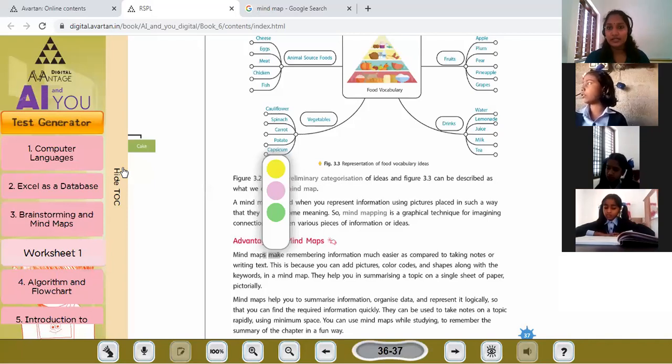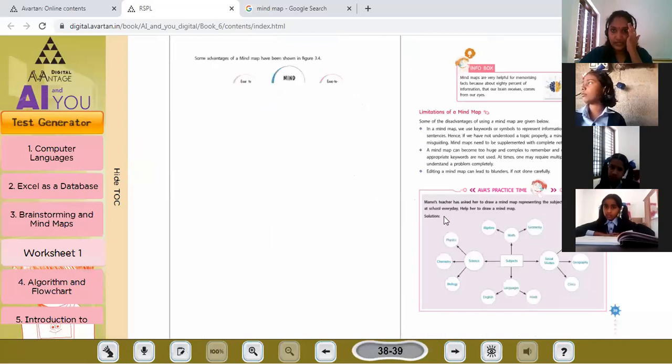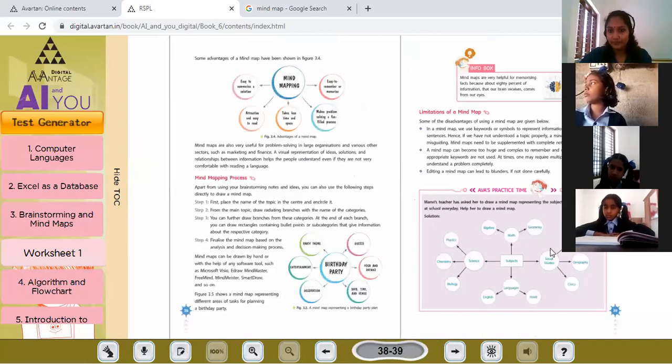If you see this picture, I'll take the next picture of that subject. See, if you see this picture, you will definitely understand what is in that graph. Subjects can be classified as science, math, social studies, and it is again classified as like this.